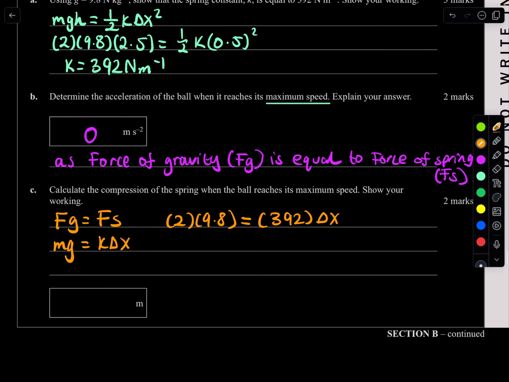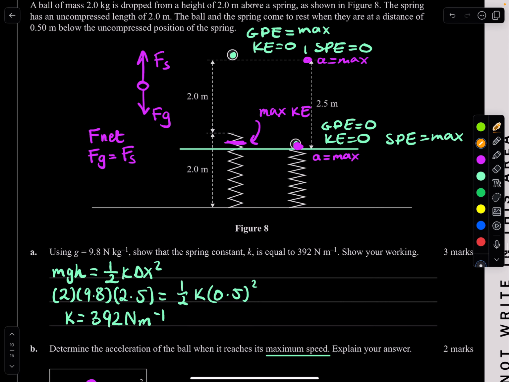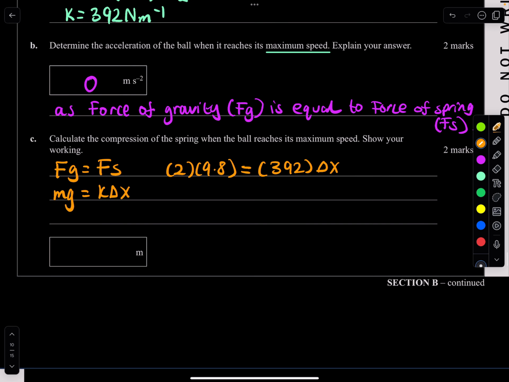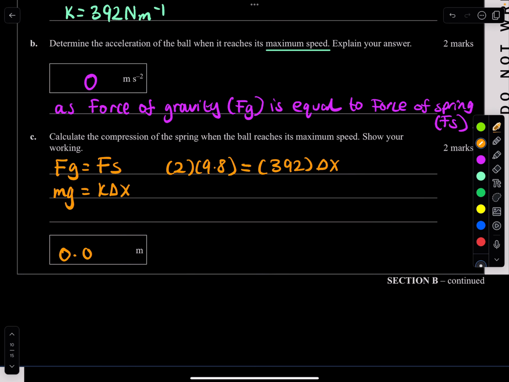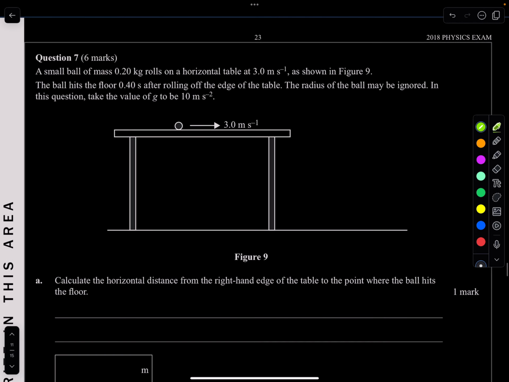How many significant figures do we want to put it to? 2, I believe, yes, 2 significant figures. So 0.05 meters. Done. All right, question 7.